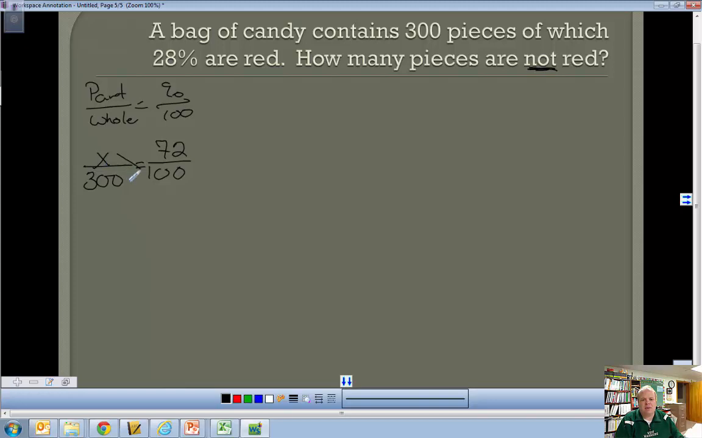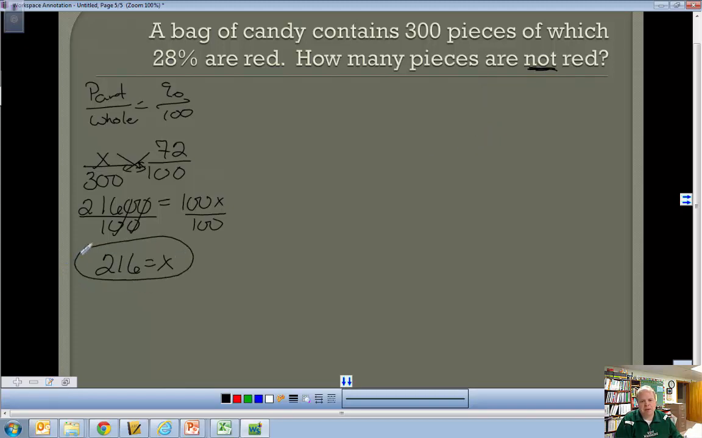Now, I simply would cross multiply. So 300 times 72 is going to be 21,600 equals 100x. I'm going to divide by 100 and cancel out my zeros. I have 216 equals x. Well, what is x? It's how many pieces are not red. So 216 pieces are not red.